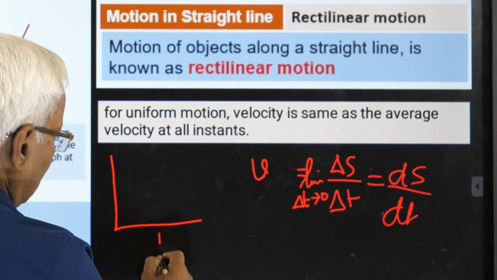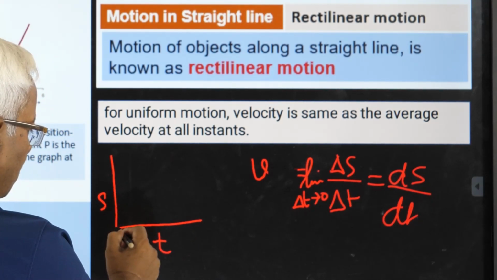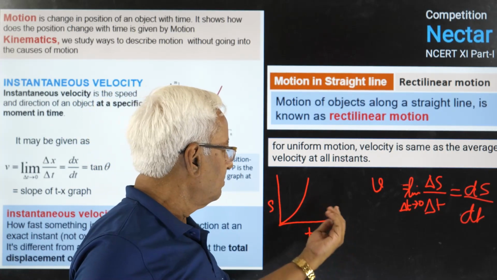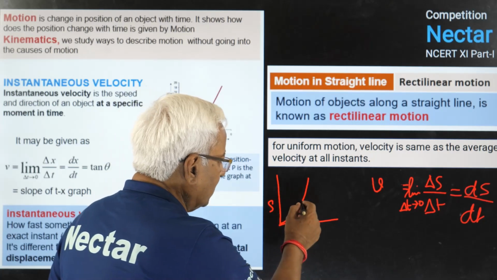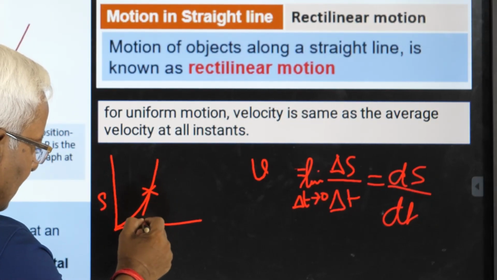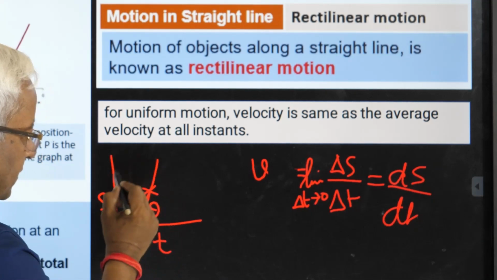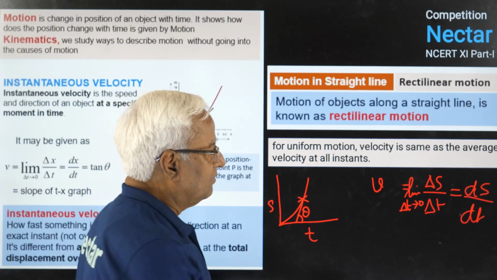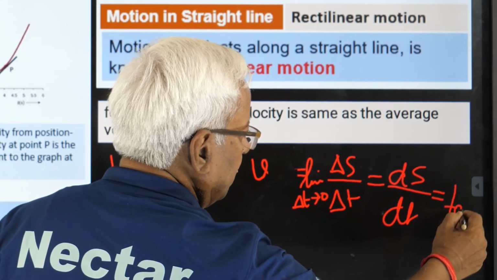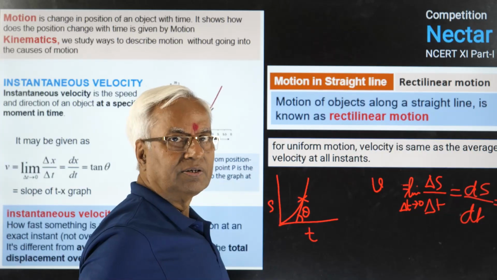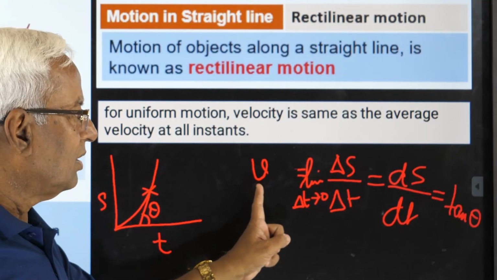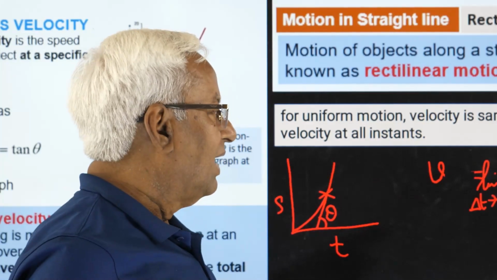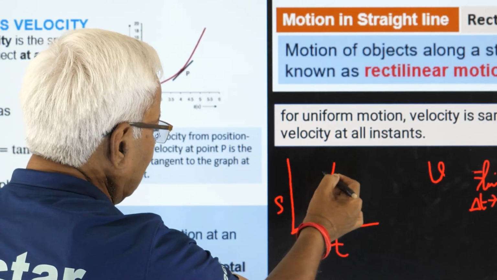If we plot a graph between t and s, whatever be the type of the graph, it might be a straight line, it might be a curve as I have shown here. If you draw one tangent over a point and take the slope of this graph, this is tan theta. Tan theta will be equal to the slope of this graph. You might say that velocity is equal to the slope of the t-s graph. And slope might be considered at any point.